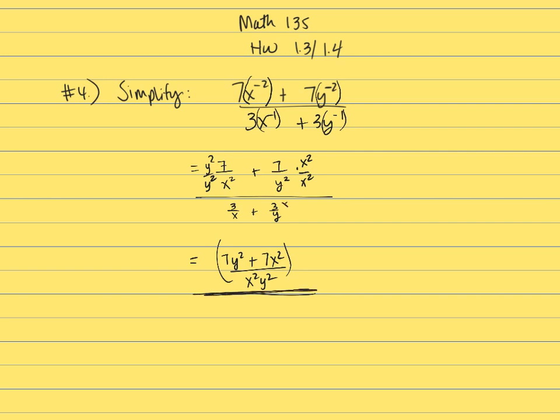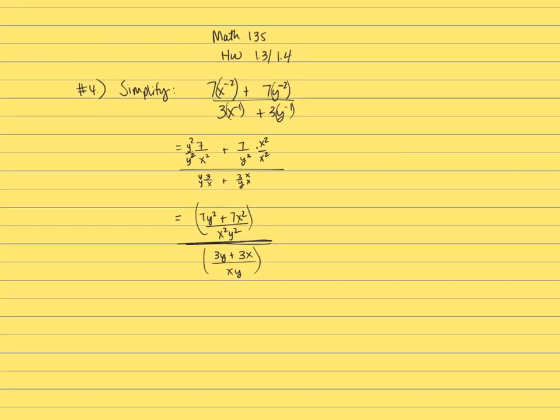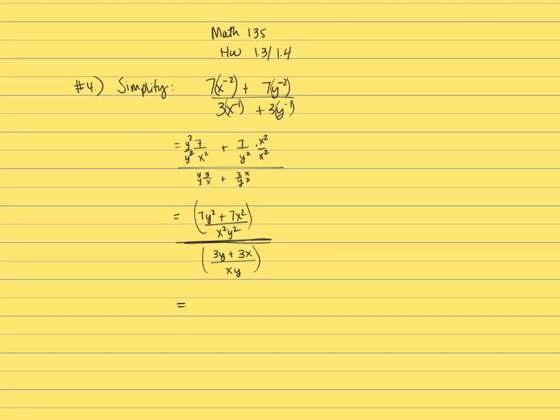Okay, and then we're going to get common denominators in my denominator as well. So that we would get 3y plus 3x all over xy. That's our denominator. Okay, now we're dividing fractions. So we have 7y squared plus 7x squared all over x squared y squared, and I'm going to multiply by the reciprocal of the denominator. So that would be xy over 3y plus 3x.